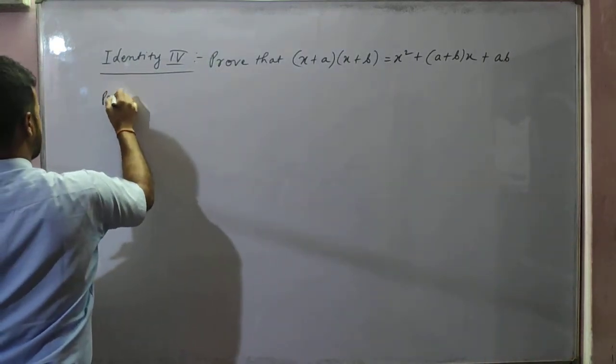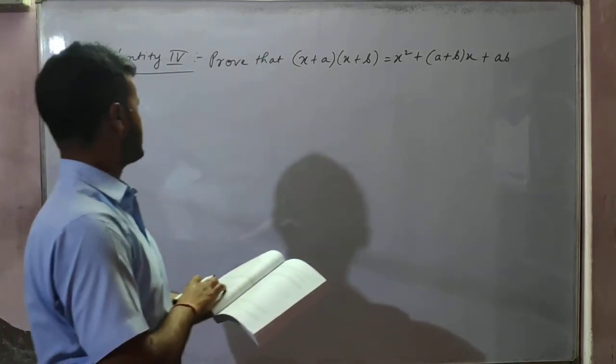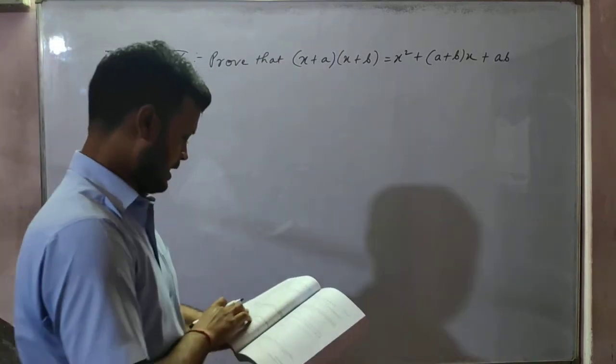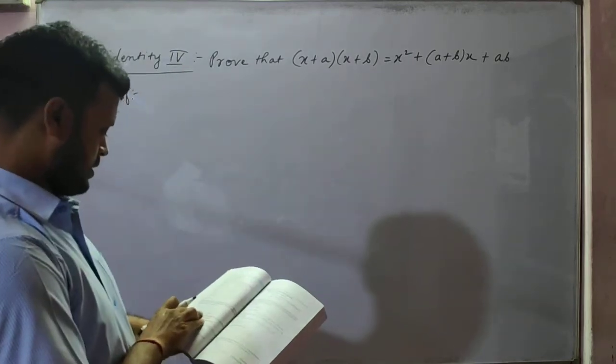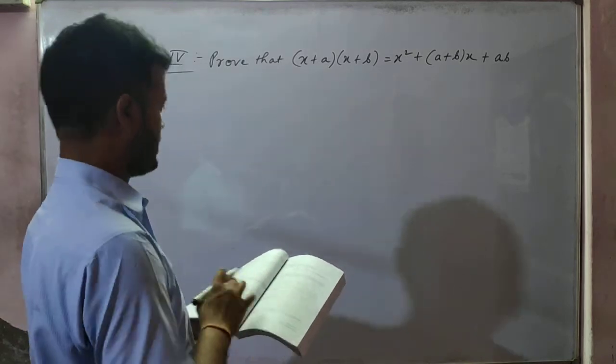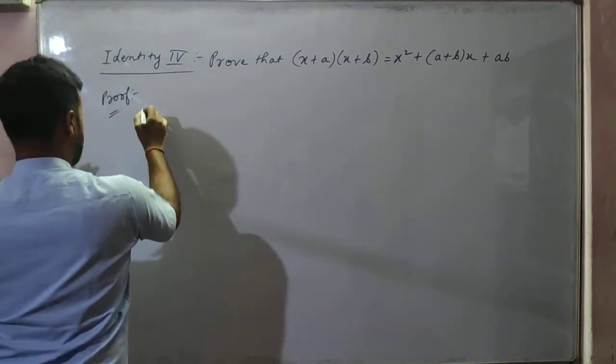Let us prove this, students. So prove that, students, identity 4. This is identity 4. Okay. x plus a into x plus b is equal to x square plus a plus b x plus ab. So let us take the left hand side, students.